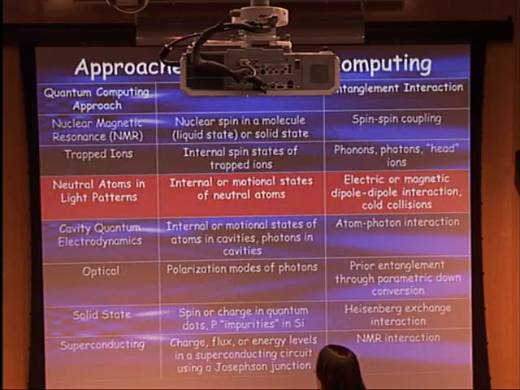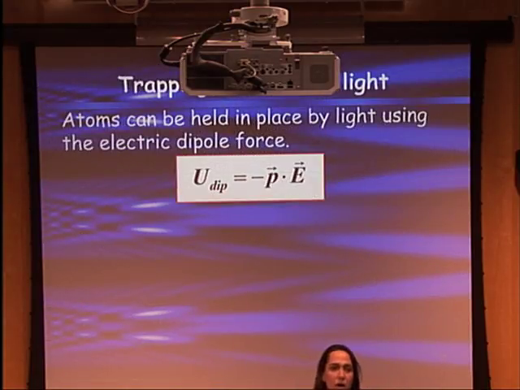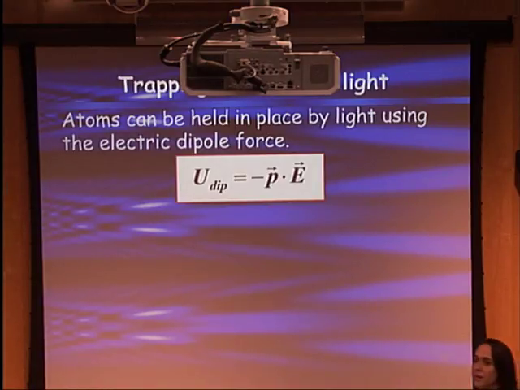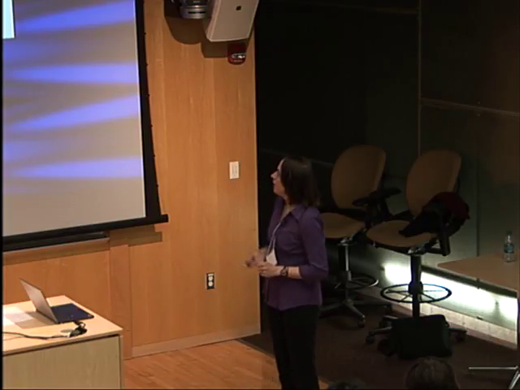So now I want to move on to how we trap atoms with light. So that first step, getting a scalable system of qubits, the name of the game is make a light pattern that traps the atoms in such a way that you can then go in with a laser beam and do single qubit gates, two qubit gates, what have you. Okay, and so let me first briefly address how we trap atoms with light.